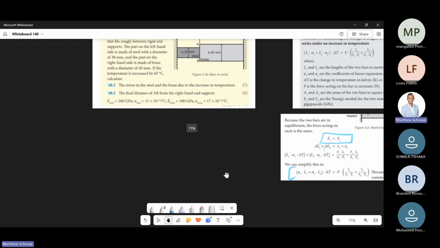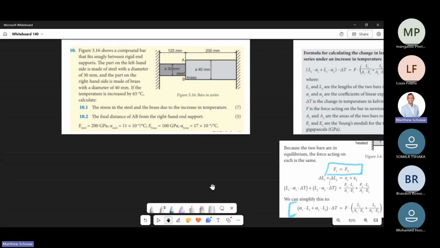So this is my first setup. Figure 3.16, get your books, pens, calculators ready, shows a compound bar that fits snugly between rigid end supports. The key is rigid end supports. It must be fixed. Just remember that. The left-hand side is made of steel. The right-hand side is made of brass.